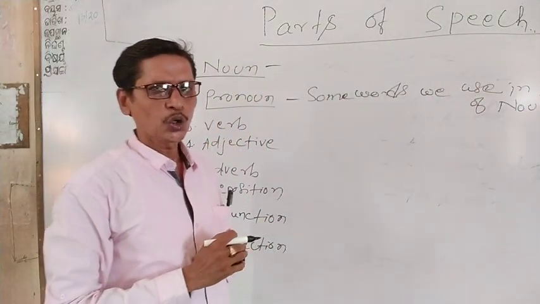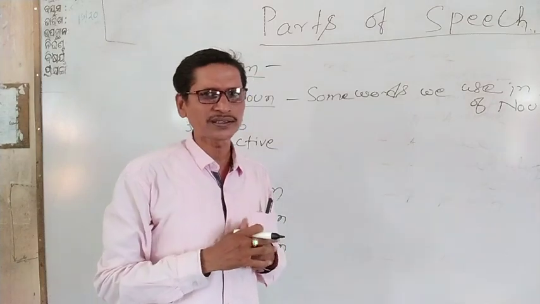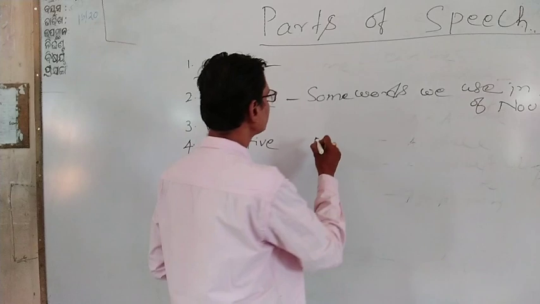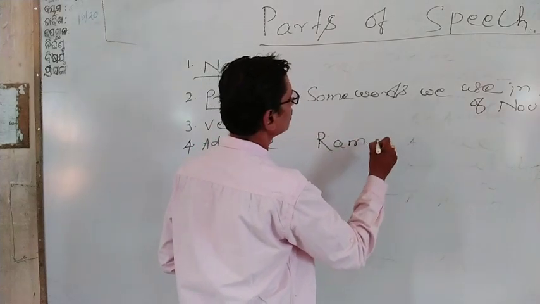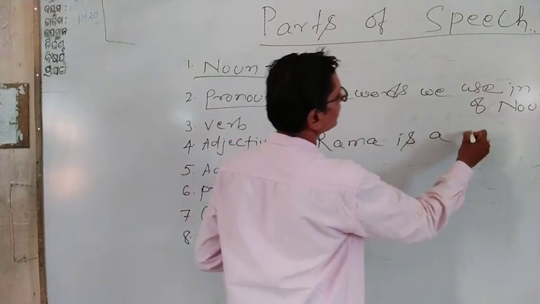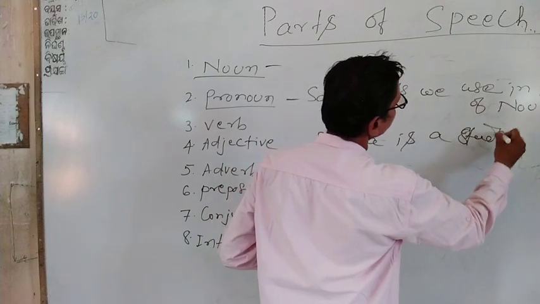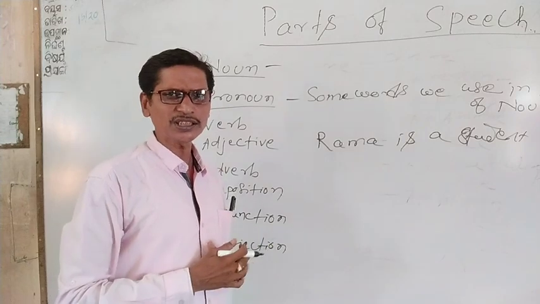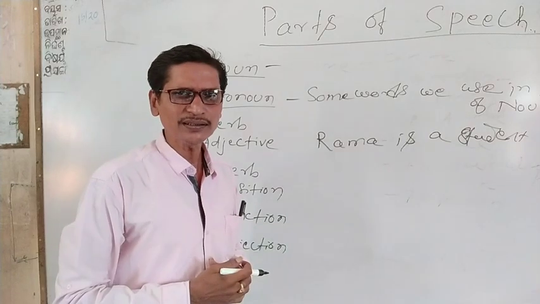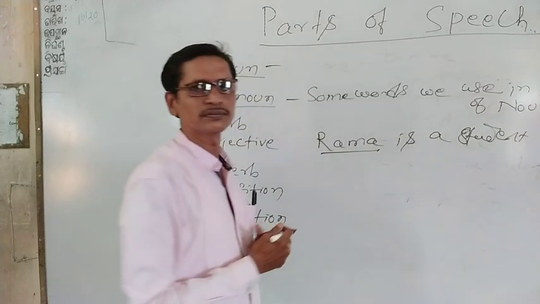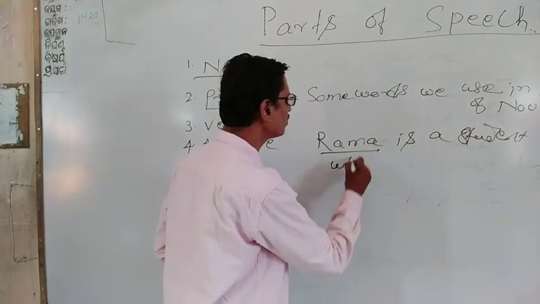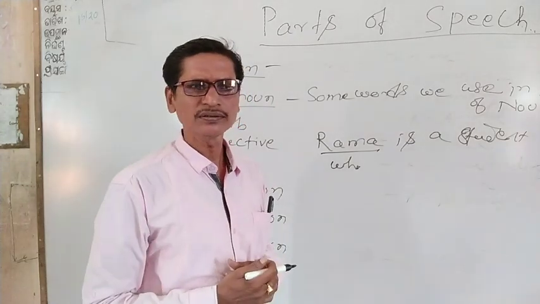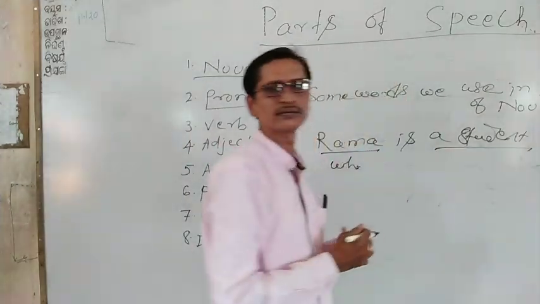That means we can substitute some words in place of nouns. Example, Rama is a student. Here Rama is a student. The question comes, who is a student? Rama. When we talk about who, person comes. What is Rama? A student.